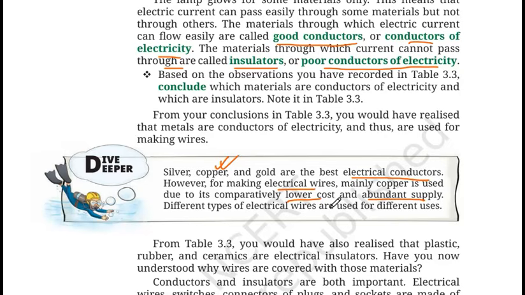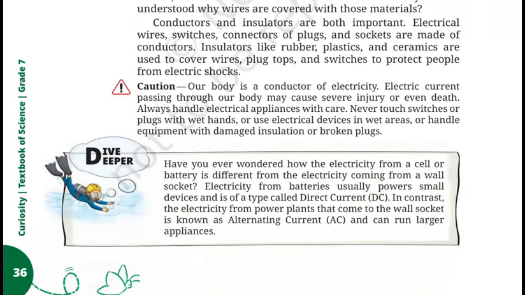Different types of electric wires are used for different uses. Like we saw in the incandescent bulb, we used a thin wire, which was called the filament. This filament was made of a metal called tungsten. So it's not made of copper, it is made of tungsten. But mostly connecting wires are made of copper. Why? Due to its comparatively lower cost and abundant supply. All right, so that's all.